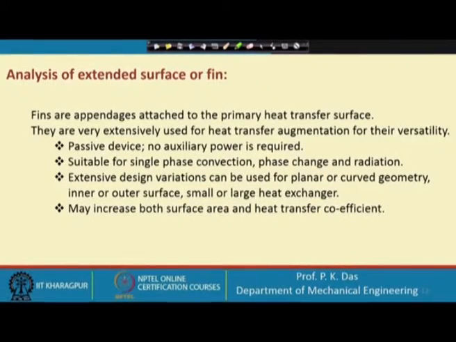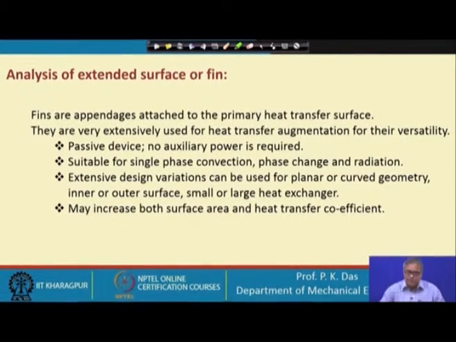Fins or extended surfaces are appendages attached to the primary heat transfer surface. So, there will be a primary heat transfer surface. We are not satisfied with its heat transfer performance. We want to improve the heat transfer performance of this primary surface. Then the easiest thing we like to do is to attach a fin to it.